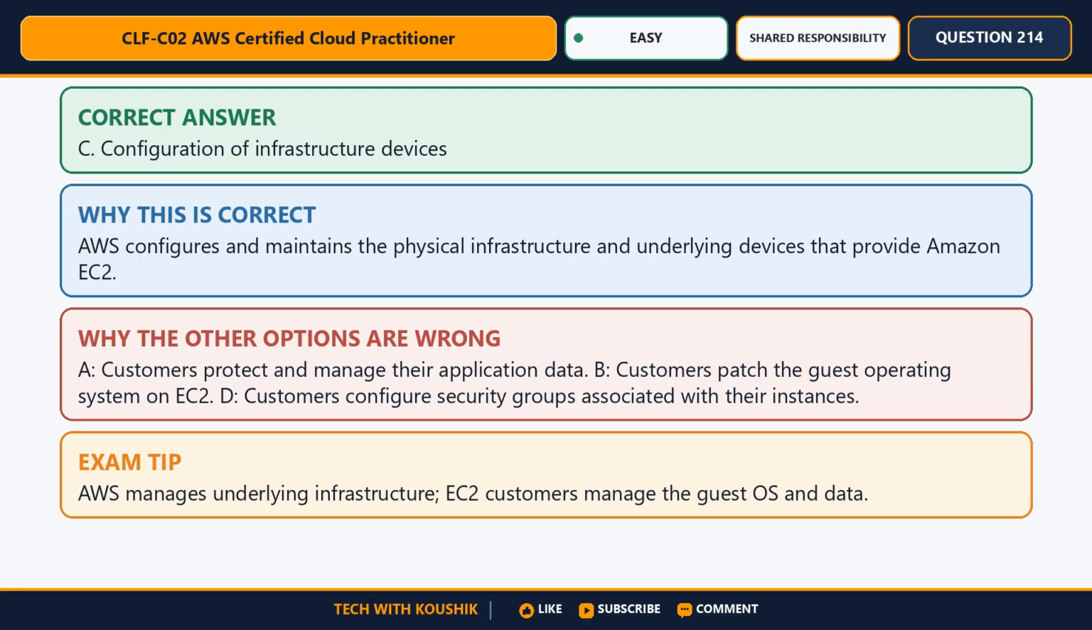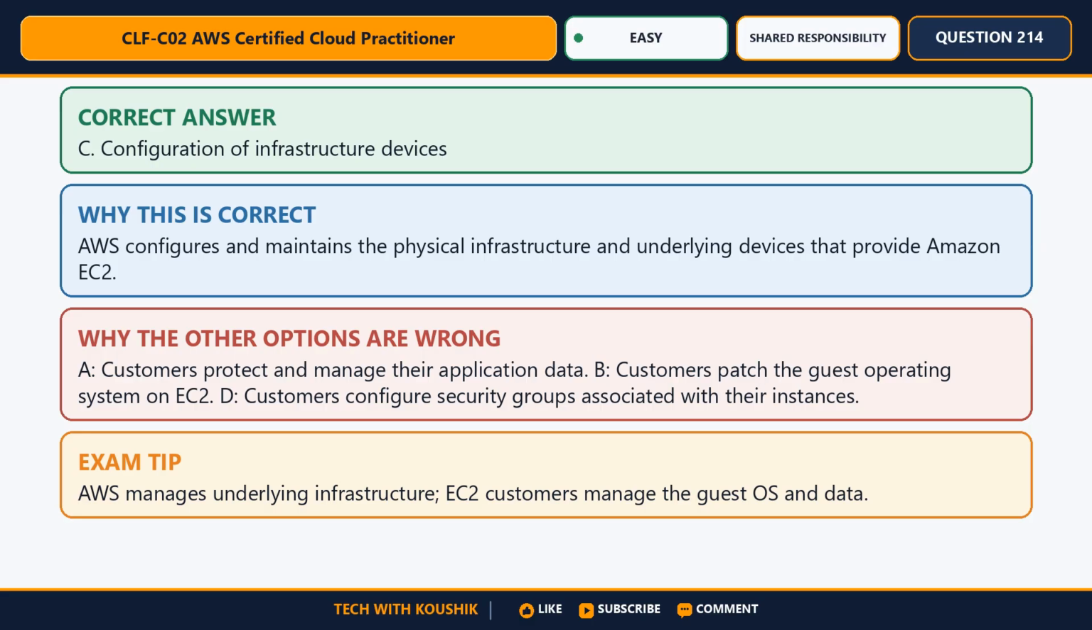The correct answer is C. Configuration of infrastructure devices. Here is why. AWS configures and maintains the physical infrastructure and underlying devices that provide Amazon EC2. Why are the other options not correct?